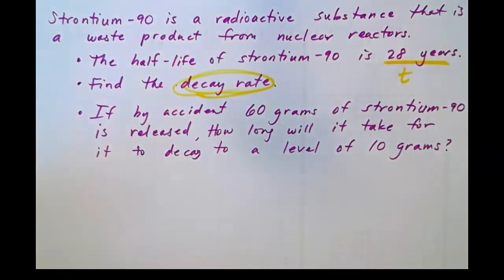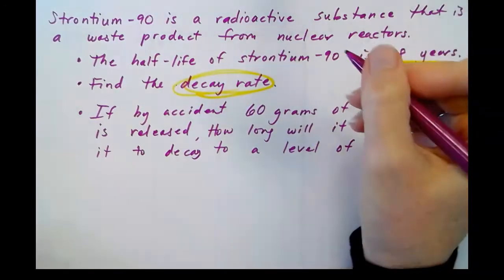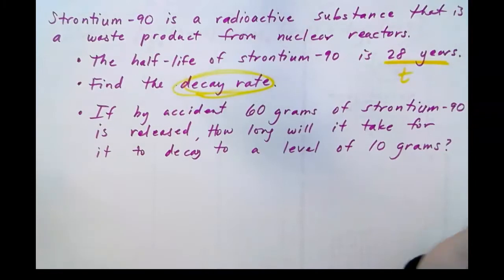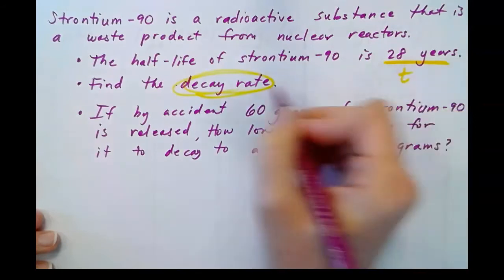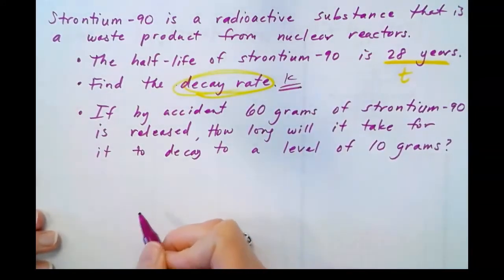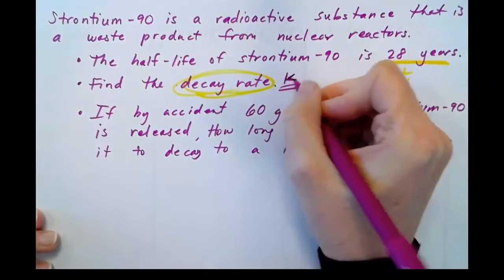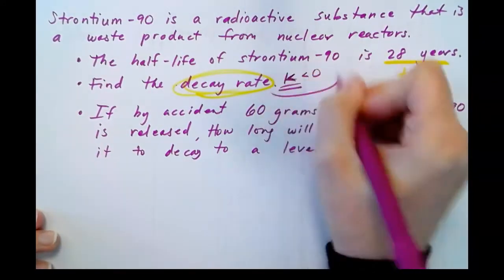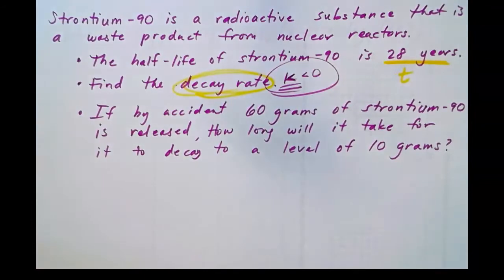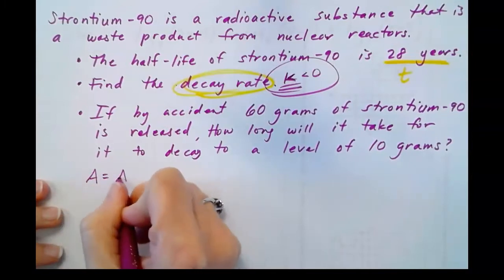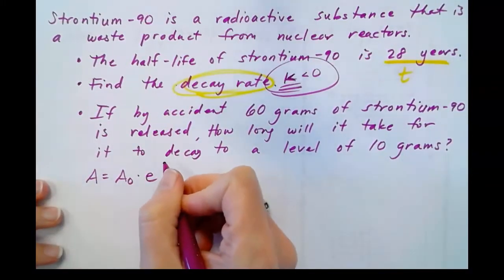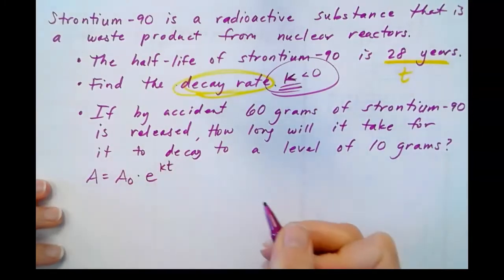And like we talked about in class, it doesn't matter the amount of the substance. So you can let your A sub O be whatever you want, or you can just leave it in terms of A sub O, which is what I'm going to do here. So if I want to know the decay rate, I'm looking for K. And since it is a decay rate, that K value must be less than 0. We are anticipating that it will be negative. So our formula for growth and decay is A equals A sub O times E to the KT power.